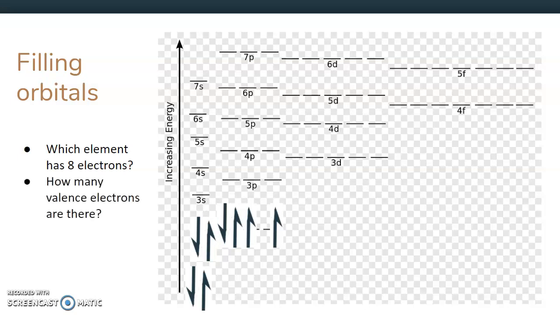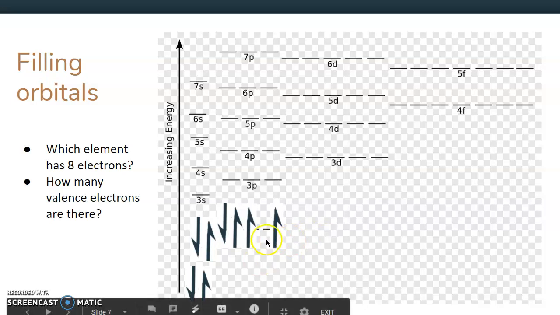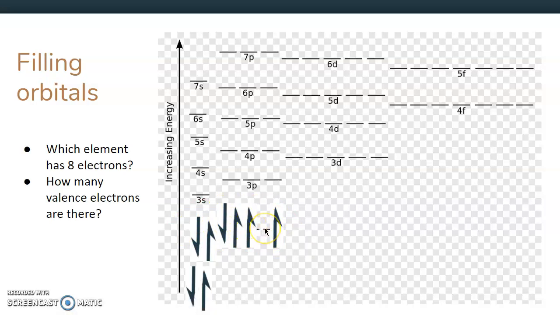And then how many valence electrons are there? So when we think about our valence electron definition, it's the amount of electrons in our outermost shell. So for us, it would be this 2p shell, and we just count 1, 2, 3, 4. So that's just a little information about ours.